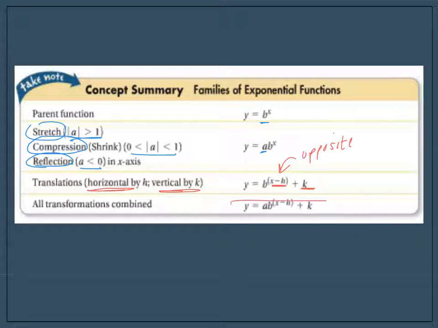And then the last one just shows you what all of them look like combined together if we ever had one of those.